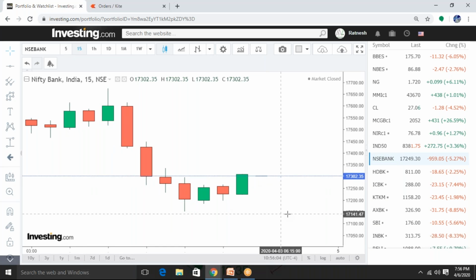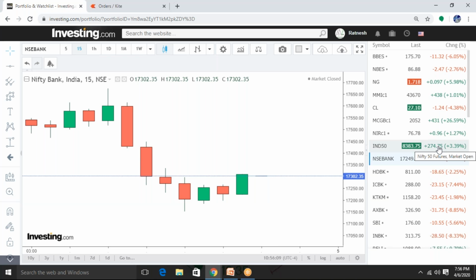And SGX is also showing a gap up. Currently the market is almost 200 plus. This is the SGX live chart currently running, 274 points upside. So obviously there will be a gap up opening of 200 to 300 points.